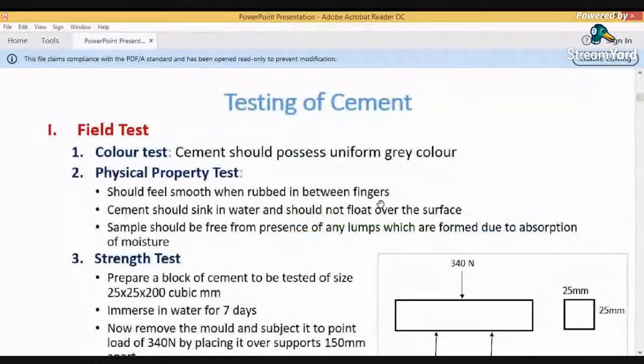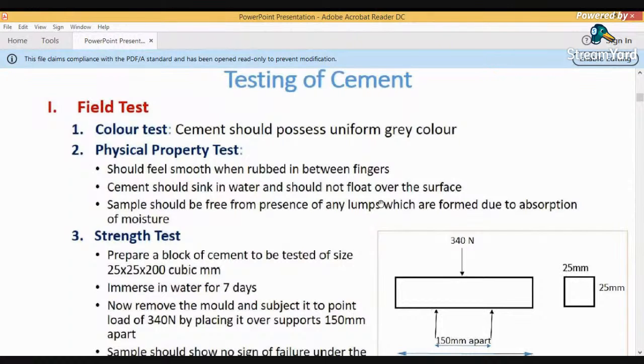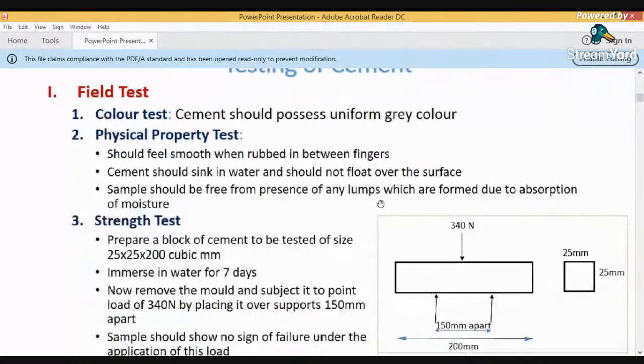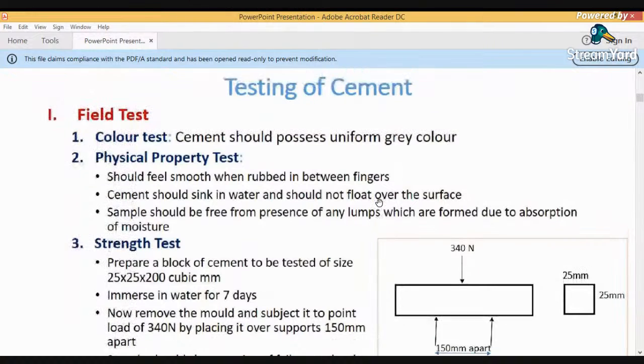So next, the testing of the cement. First we are going for the field test. In the field test, first you see the color test. Color is very easy. The color test can be done by the naked eye.